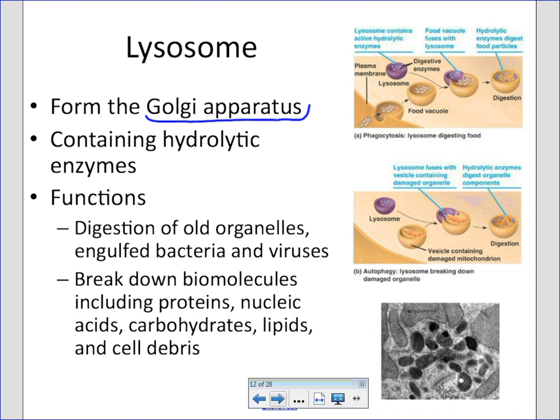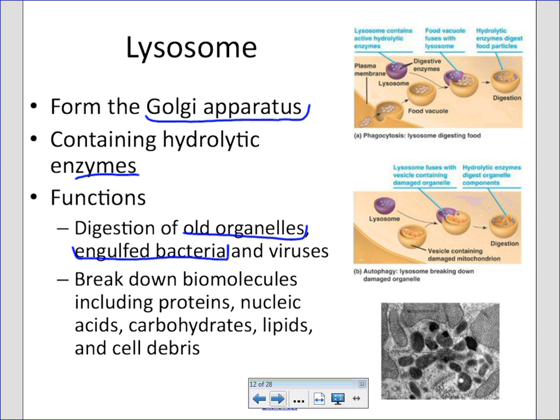A lysosome will contain hydrolytic enzymes, which are enzymes that will just break down big molecules into smaller molecules. They'll break down DNA into nucleic acids, they'll break down proteins into amino acids, etc. The functions of lysosomes are that they will digest old organelles, so organelles that need to be replaced, they can break them down. If it's an immune cell that has taken up bacteria, those lysosomes will digest that bacteria as well as viruses.